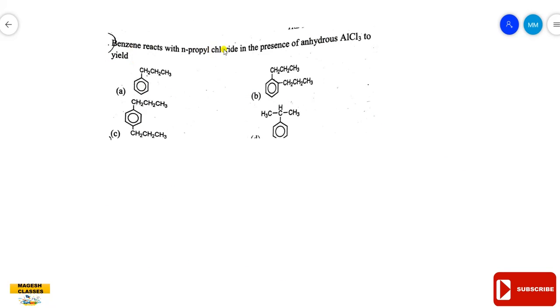Benzene reacts with n-propyl chloride in the presence of anhydrous aluminum chloride to yield. So it is a type of Friedel-Crafts reaction. Friedel-Crafts reaction is the alkylation of benzene in the presence of anhydrous aluminum chloride to give the alkyl benzene and HCl.